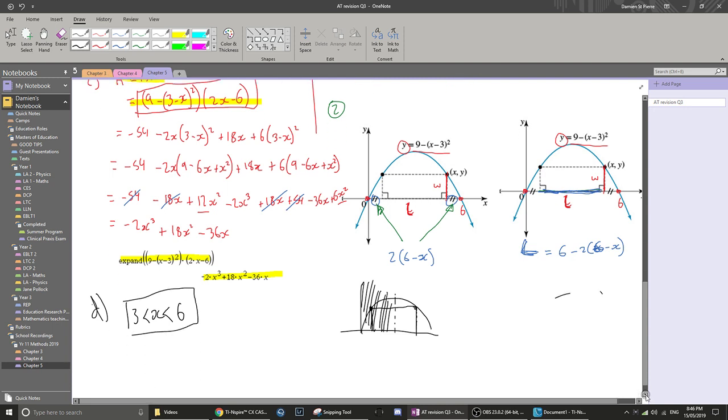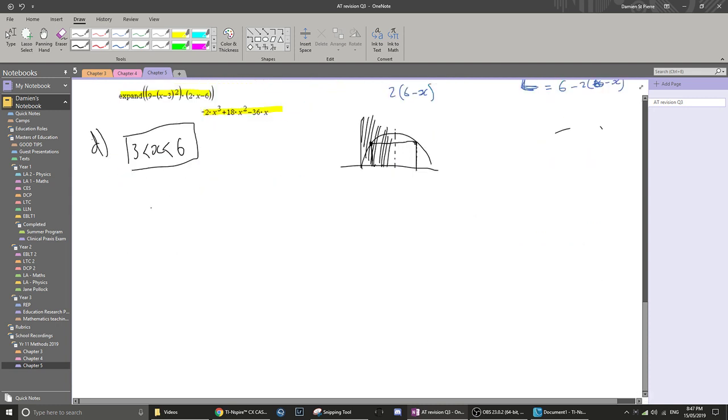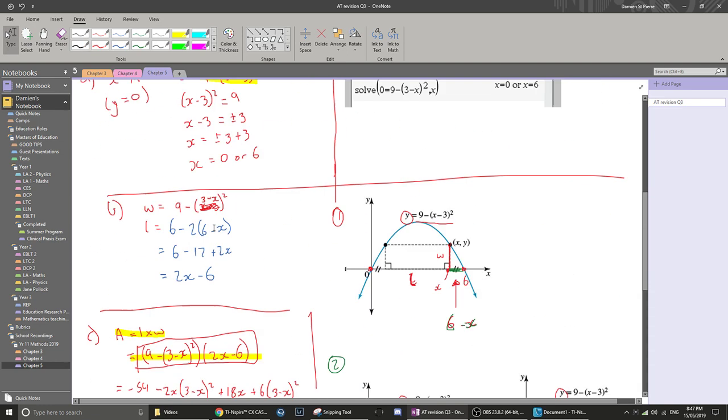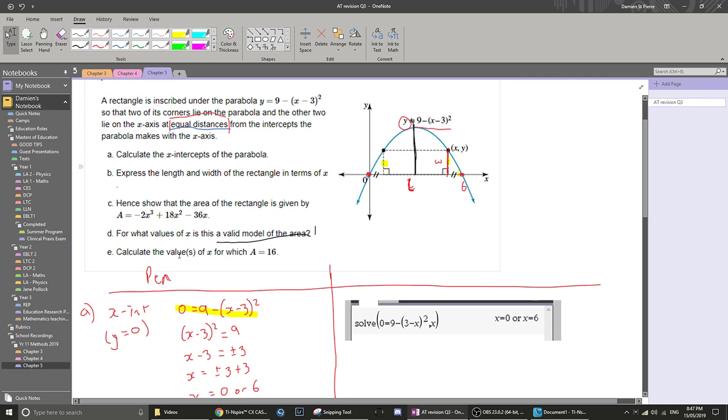I'd be even happier though if you said x is not equal to 3. So it can be anywhere from 0 to 6, not including 3. That's part D. And next, calculate the values of x for which area is equal to 16.